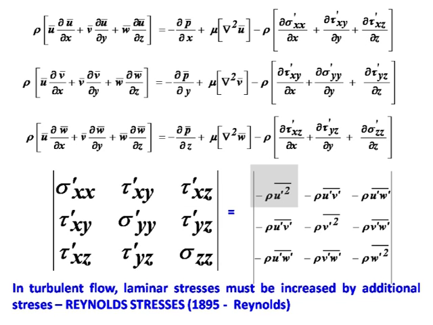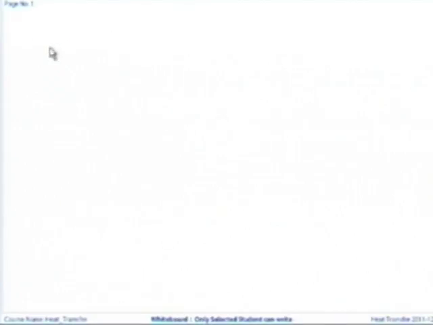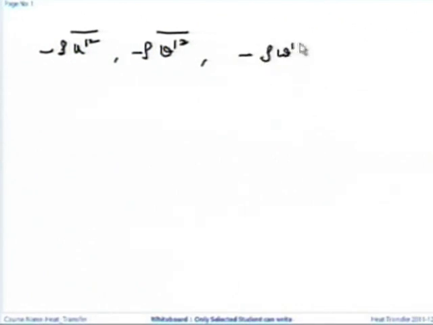So, these three terms, that is minus rho u prime squared bar, minus rho v prime squared bar and minus rho w prime squared bar, can be visualized as normal stresses. Let me write this on the whiteboard, that is minus rho u prime squared bar, minus rho v prime squared bar, minus rho w prime squared bar. These three can be visualized as normal stresses.